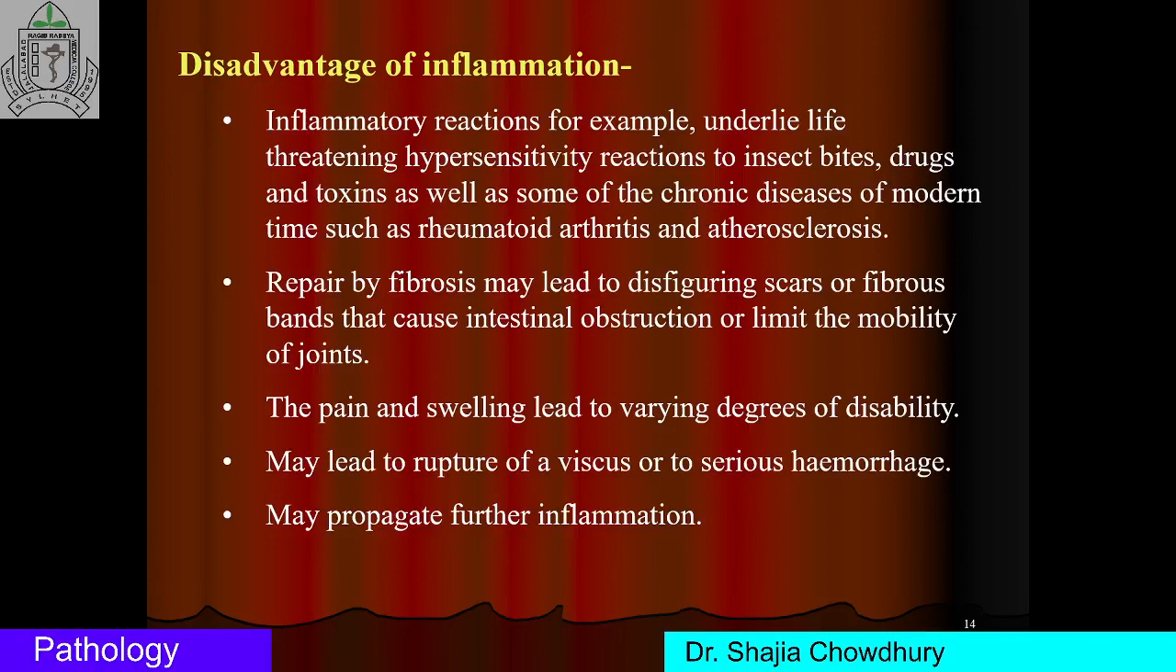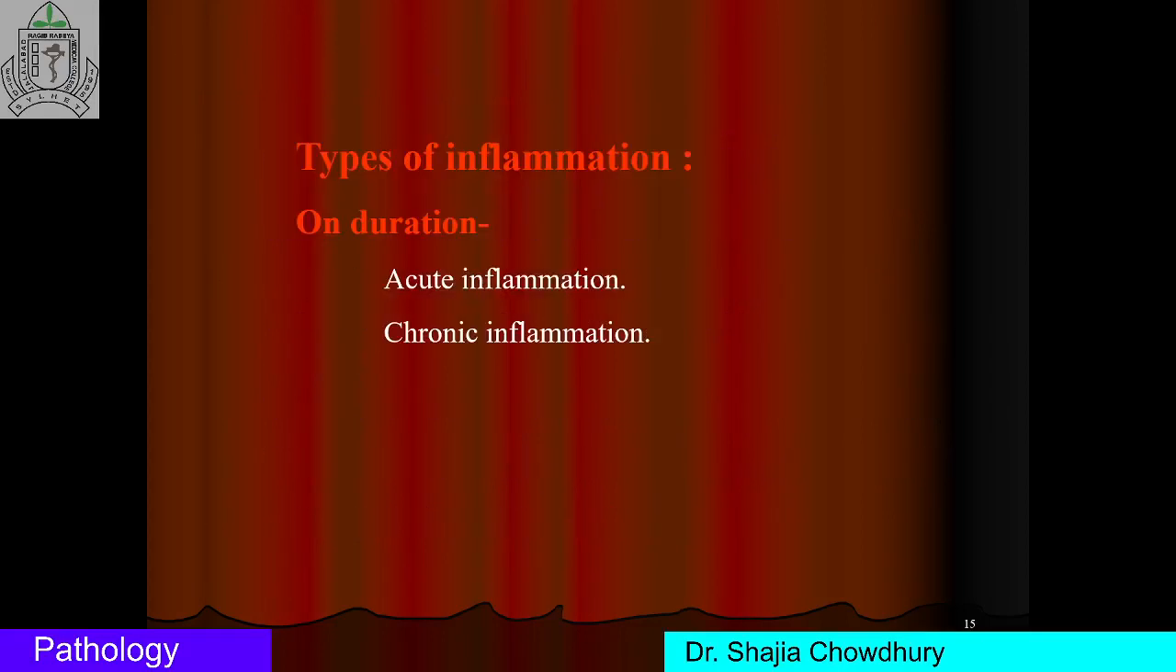So what are the disadvantages? The first disadvantage is life-threatening hypersensitivity reaction. To what? Insect bites, drugs, toxins, and some diseases like rheumatoid arthritis and atherosclerosis. Second, repair by fibrosis is a complication of healing and may lead to disfiguring scars or fibrous bands that cause intestinal obstruction or limit the mobility of the joints. And pain and swelling may lead to disability, and rupture of a viscus, or serious hemorrhage, may be a complication.